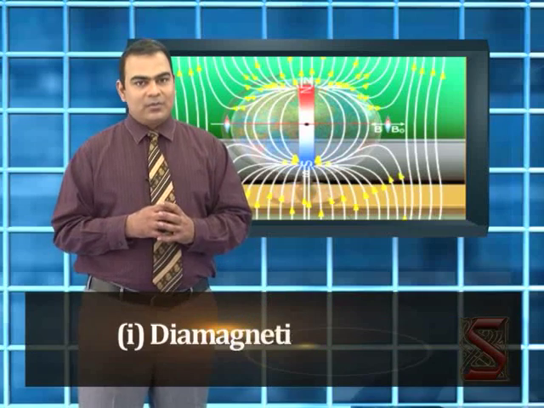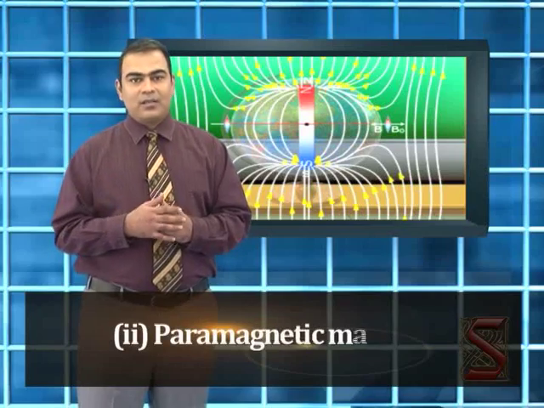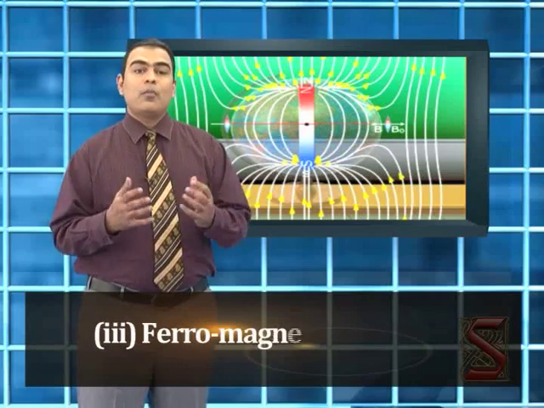Let us now learn about magnetic classification of materials. Magnetic materials can be grouped into three classes based on their important magnetic properties. The three classes are diamagnetic materials, paramagnetic materials, and ferromagnetic materials.